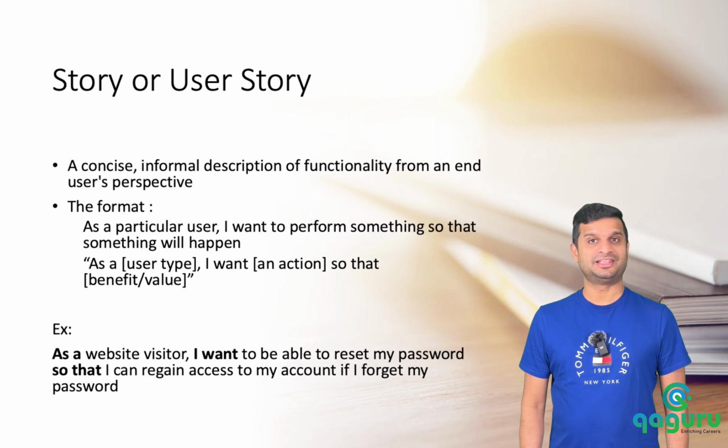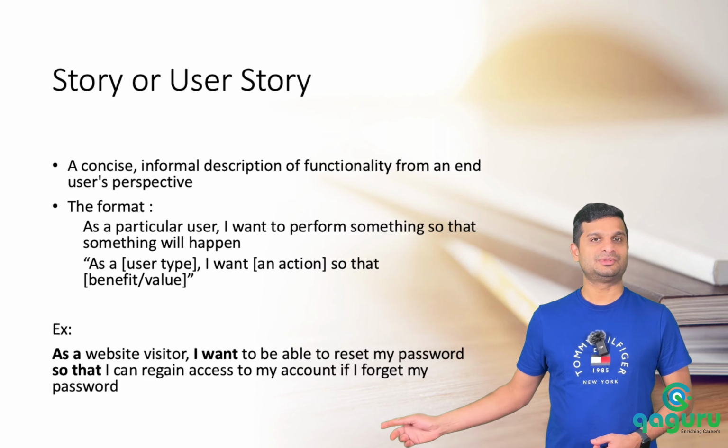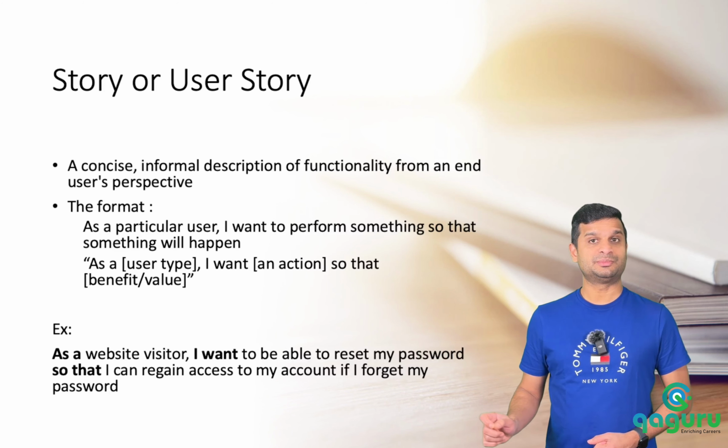User story, or simply a story, is the term used in Agile to refer to a requirement. It's a concise, informal description of a functionality from an end user's perspective. In Agile, a particular format is used to document a story. Here you can see a format. As a particular user, I want to perform something so that something will happen. Now consider an example here. As a website visitor, I want to be able to reset my password so that I can regain access to my account if I forget my password.